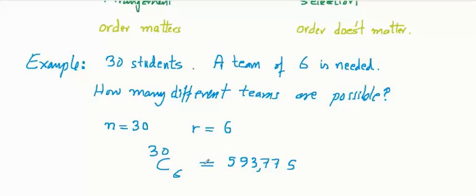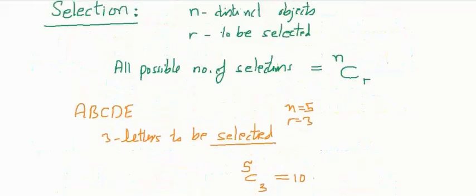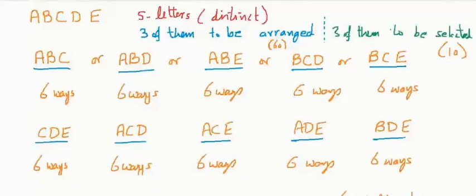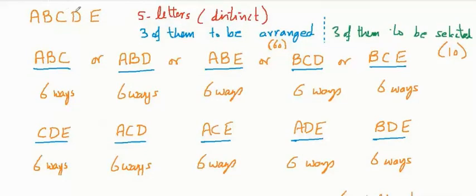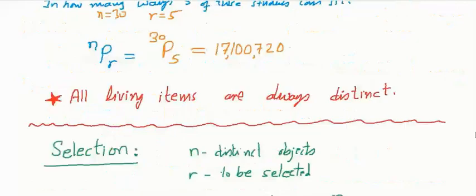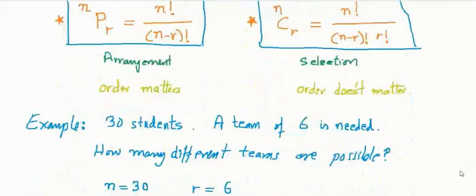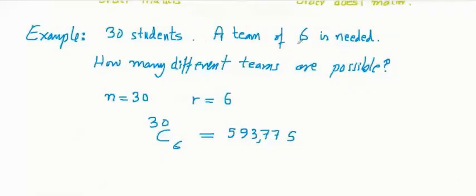If we do it manually, this is the manual way, but it will take time if you write all 30 letters or symbols and then shuffle them. So no need to do that, because mathematics helps us in such situations. So 30 students, 6-member team. We usually have 5 players in basketball.